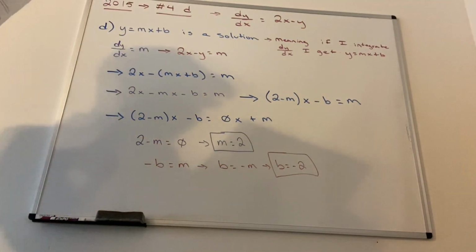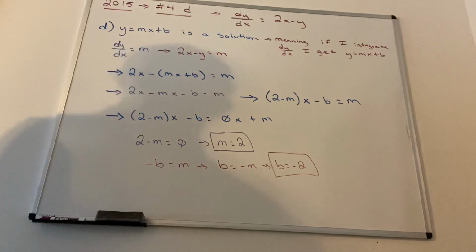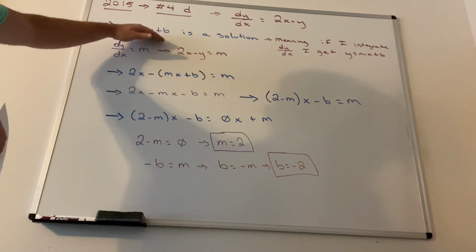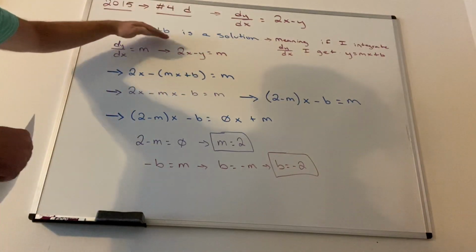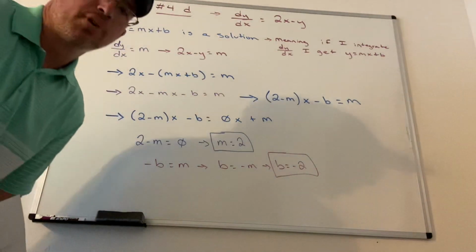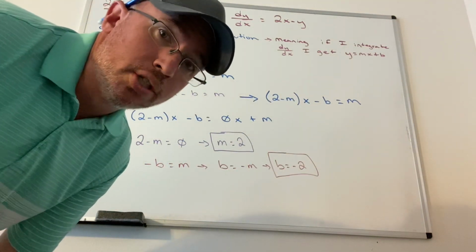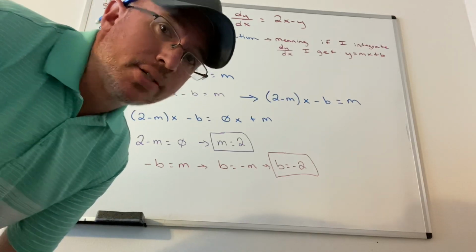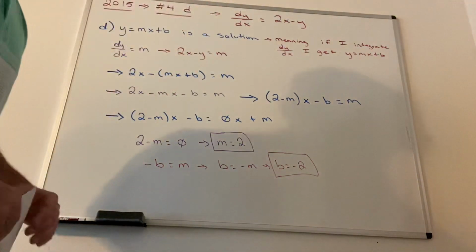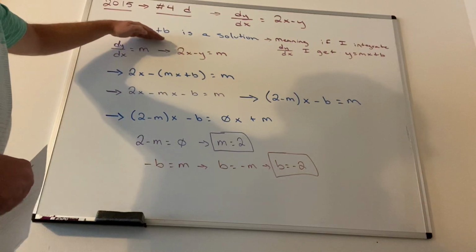In part D, it says, find the values of the constants m and b for which y equals mx plus b is the solution to the differential equation. All right, so if this is a solution, what that means is that if I integrate this, I get y equals mx plus b. You know how in the previous part of this question and other slope field questions, you find the particular solution to the differential equation? Well, you integrate dy dx to get to the solution, all right? So here, if I integrate dy dx, I get y equals mx plus b.